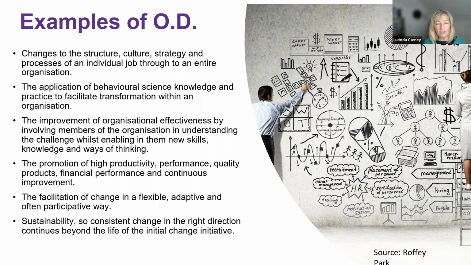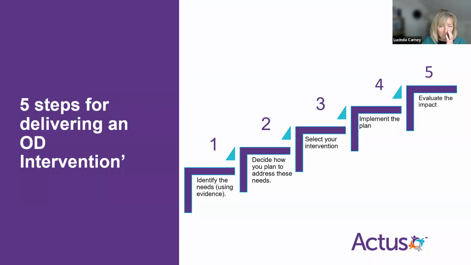So OD is strategic, and by that it was saying it's sustainable. It's not about quick wins necessarily, it's about consistent long-term change in the right direction, which has a long-term impact. So you're making the right decision in how you do it. So that's Roffey Park's definition. You can see those, and I've got other examples later.